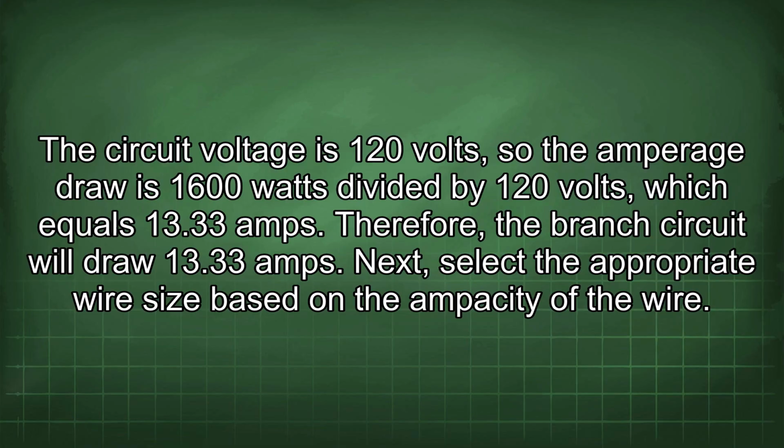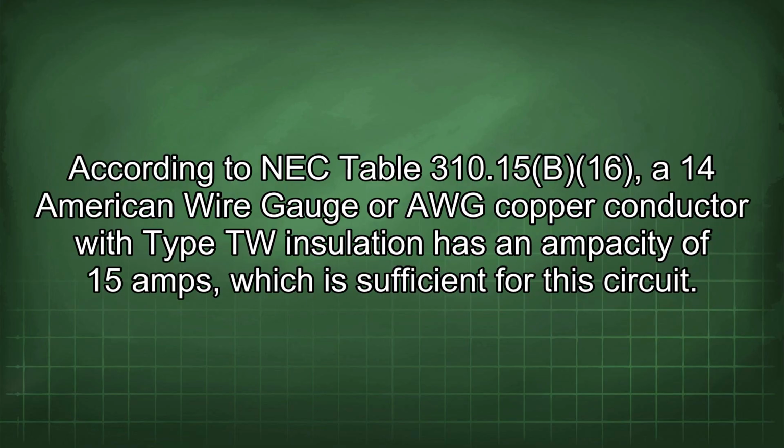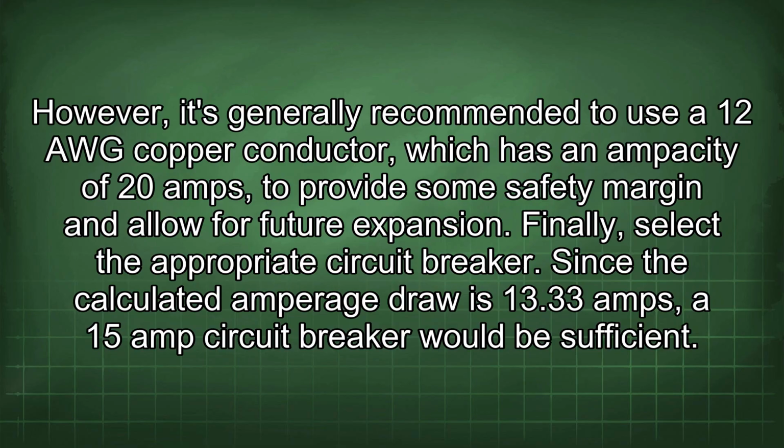Next, select the appropriate wire size based on the ampacity of the wire. According to NEC Table 310.15(B)(16), a 14 American Wire Gauge, or AWG, copper conductor with type TW insulation has an ampacity of 15 amps, which is sufficient for this circuit. However, it's generally recommended to use a 12 AWG copper conductor, which has an ampacity of 20 amps, to provide some safety margin and allow for future expansion.